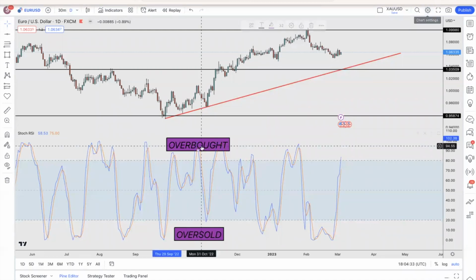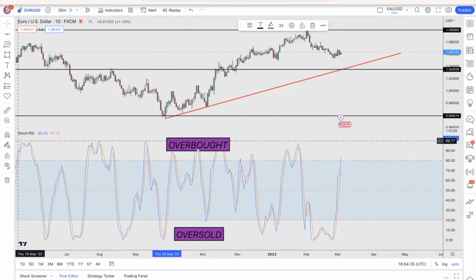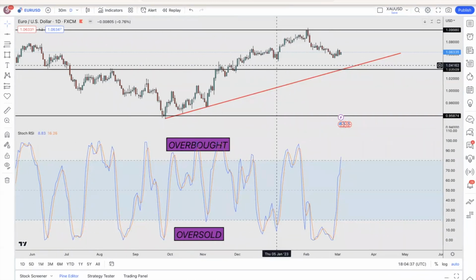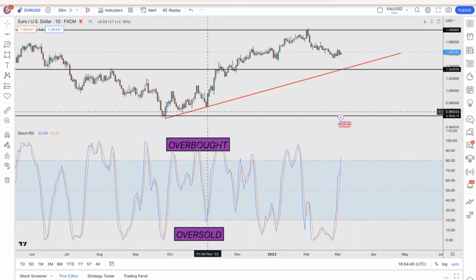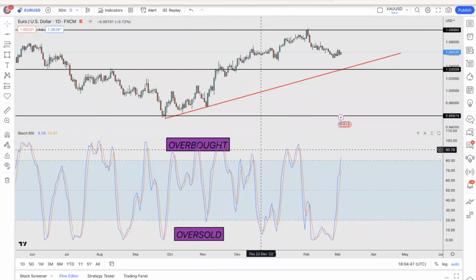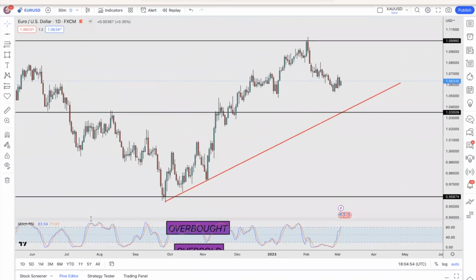And we need to match those areas of the stochastic with our resistance and support. So when we're near a resistance, we should technically be overbought because it's going to go down. And if we're near a support, it should be oversold. So now let me just throw this thing back.